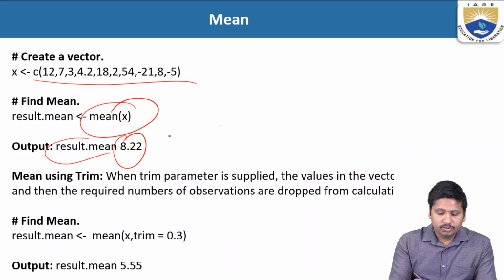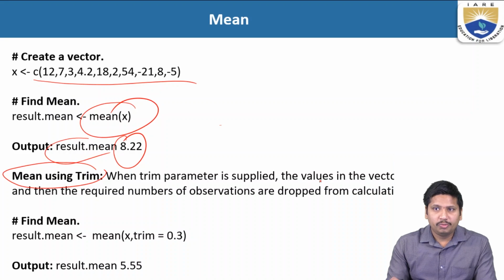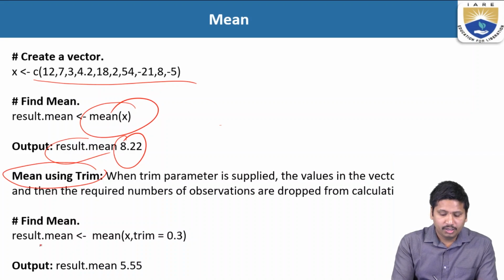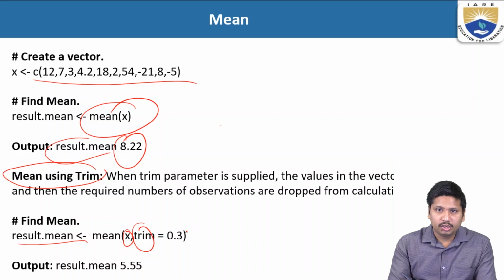And suppose how can we use mean using trim. Here the trim parameter is going to be supplied, so that the values in the vector and the number of observations are going to be dropped from the calculation. So if I apply the trim, mean of x comma trim, the value should be 0.3, and result.mean, if I specify it, should be 0.55.